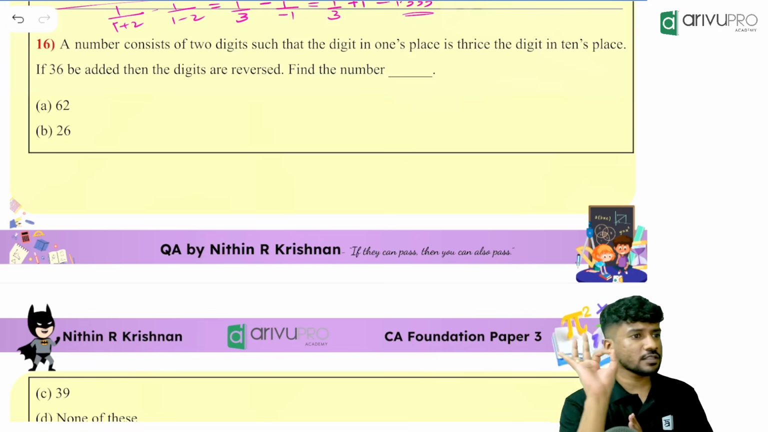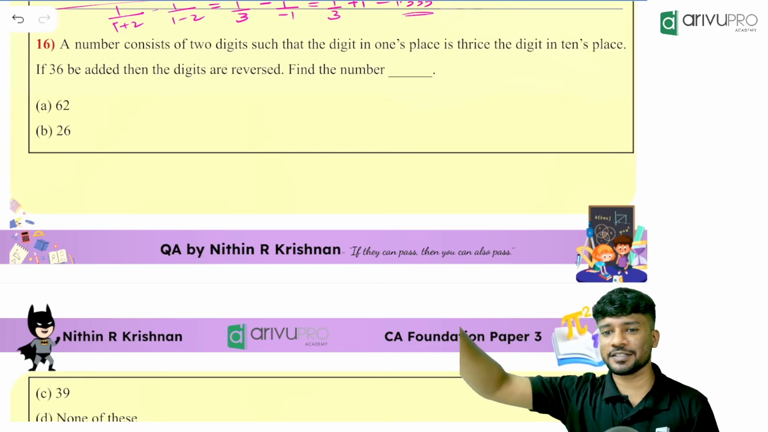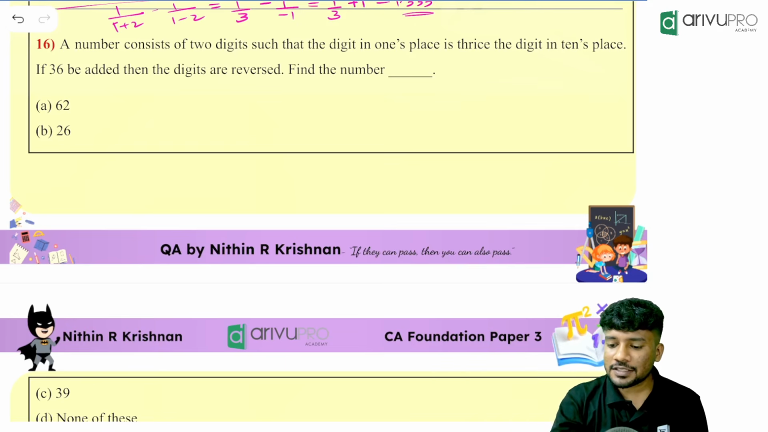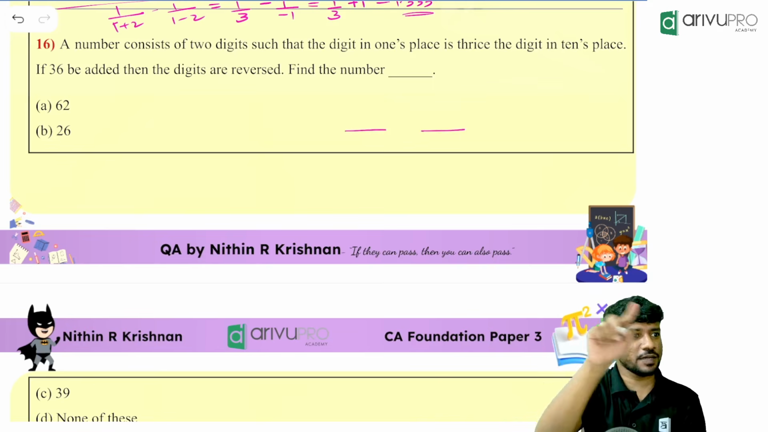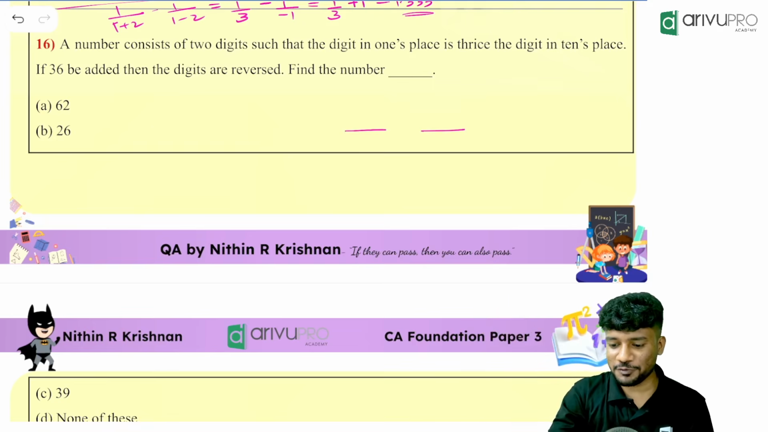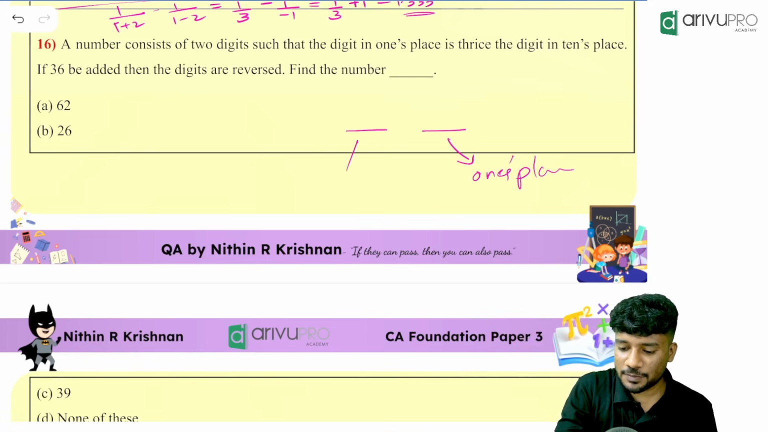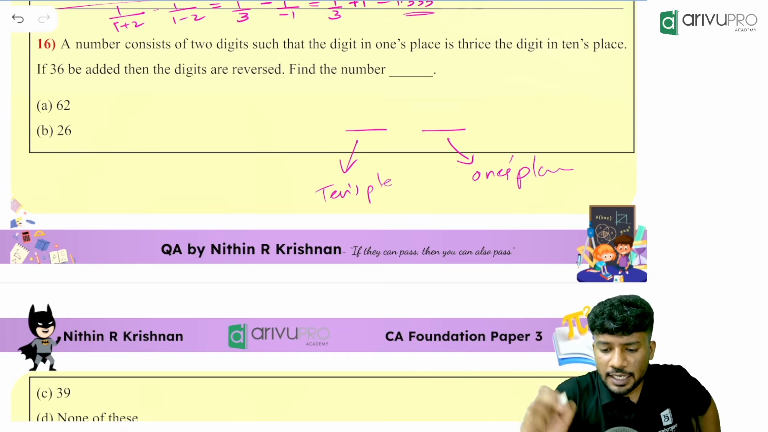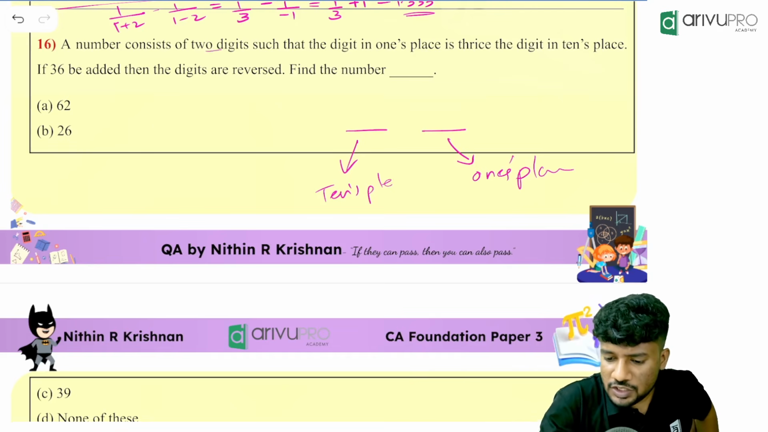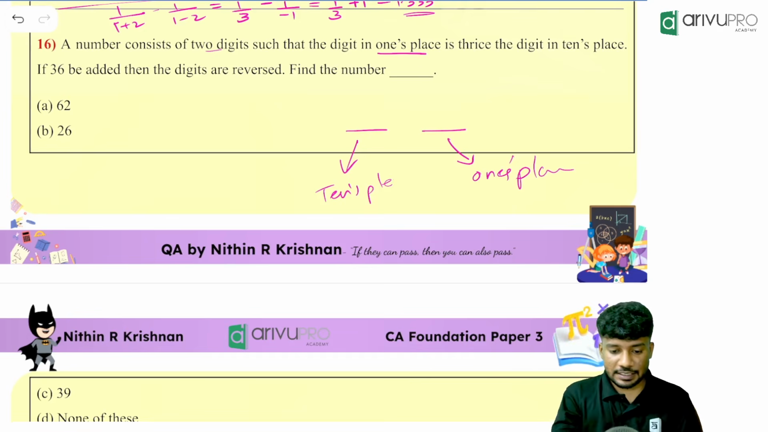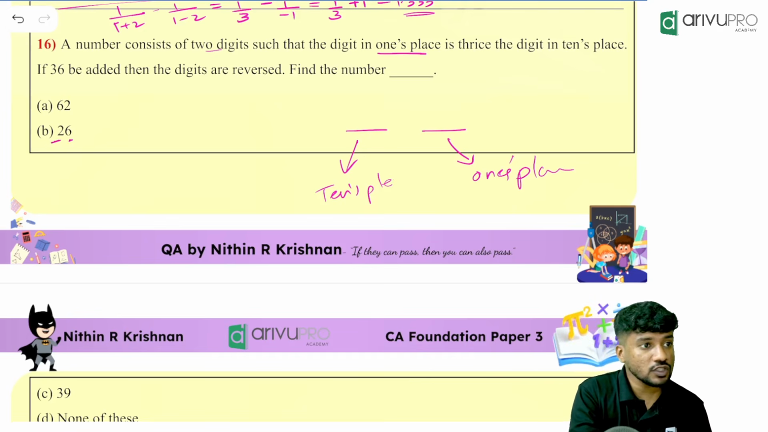A number consists of 2 digits. That means what type of number? Yesterday we discussed 2-digit number. Such that ones place is thrice the digit in tens place. Ones place, everyone knows, right? 2-digit number has how many vacant places? 2 vacant places. Well and good. Which is ones place? This is ones place. And which is tens place? This is tens place. Now what are they telling? A number consists of 2 digits such that digit in ones place is thrice the digit in tens place.